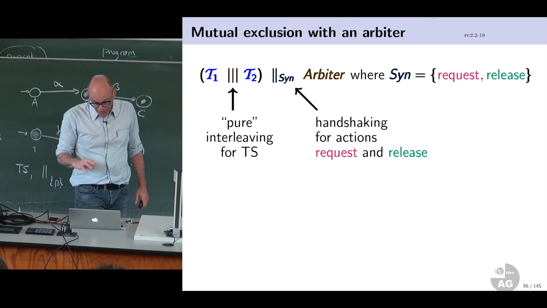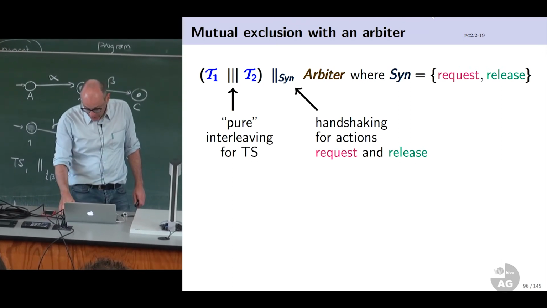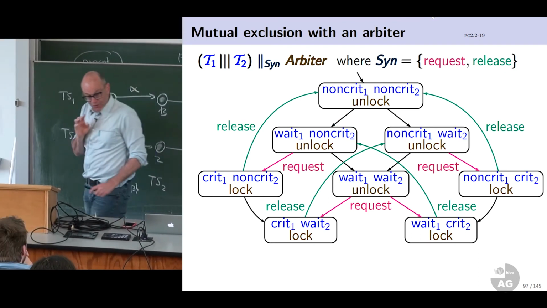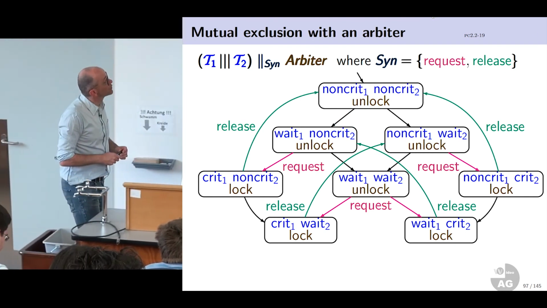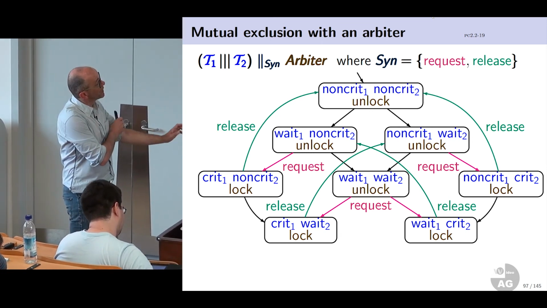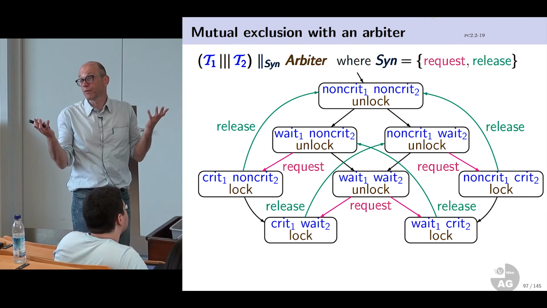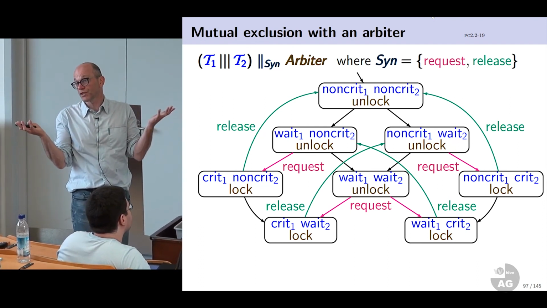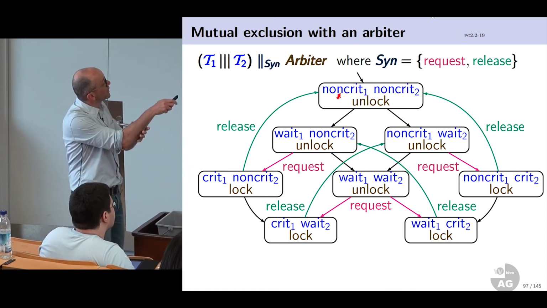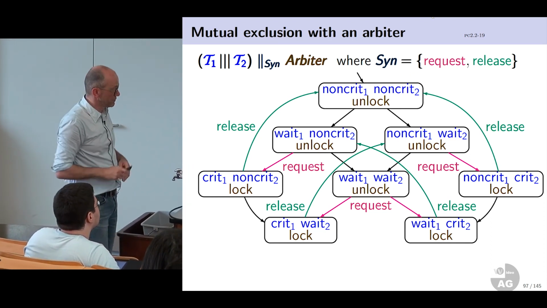Good, so this is what I just said. We have interleaving and we have handshaking. So this is a transition system of the threads. So what are the states? The states are triples, because we only have to keep track of the states of the individual transition systems. So we take the Cartesian product, as we just have seen. So we have things like non-crit 1, non-crit 2, unlock.